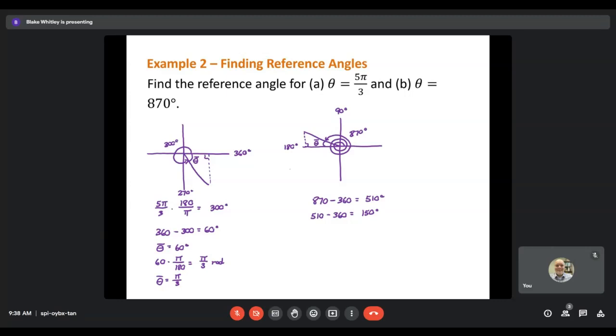Now, rather than looking at 870, because we've already subtracted off the revolutions, I'm just going to think about the fact that we went 150 degrees around, and I'm just shy of 180. So what I want to figure out now is, what's the difference between 180 degrees and 150 degrees? That'll tell me what's left over for that reference angle. So I'm going to do 180 minus 150, and now I know my reference angle this time should be 30 degrees.